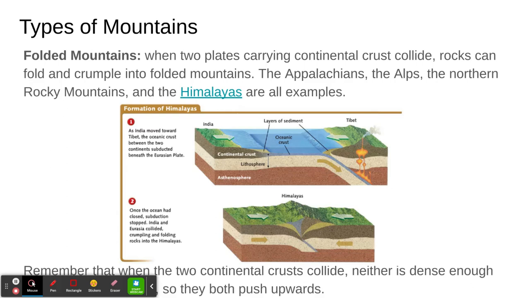India and Eurasia collided, and they started crumpling and creating folded mountains, the Himalayas. Well, why didn't the plate keep moving underneath the other plate? Well, keep in mind that both of those continental plates have the same density. You don't have one that is dense enough to be subducted underneath the other. As a result, instead of one going under the other, they both had to push upwards.